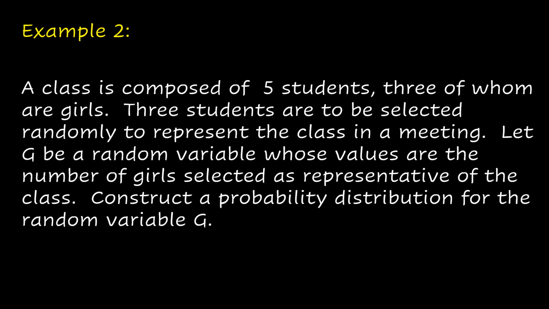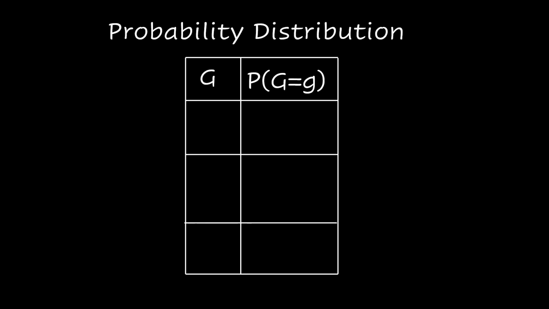So we have 5 students, 3 girls, and 2 boys. 3 students will be selected from these 5 students as representatives of the class. The random variable G represents the number of girls that can be selected as representatives of the class. Let us construct a probability distribution for the random variable G. The random variable G is the possible number of girls that will be selected as representatives of the class.